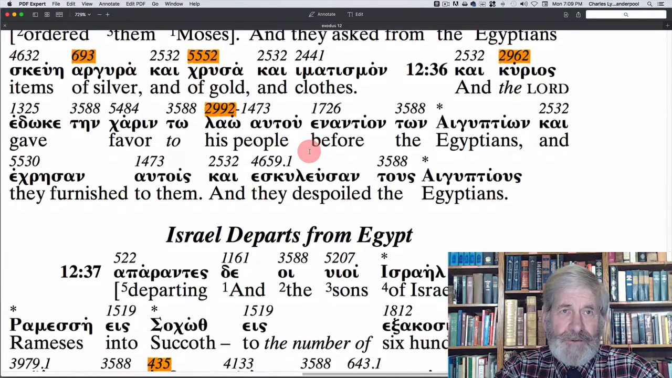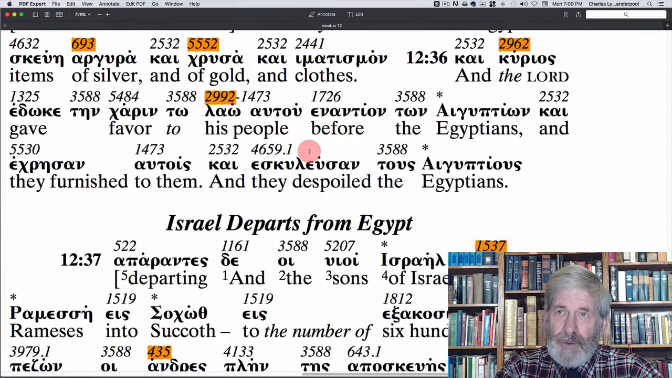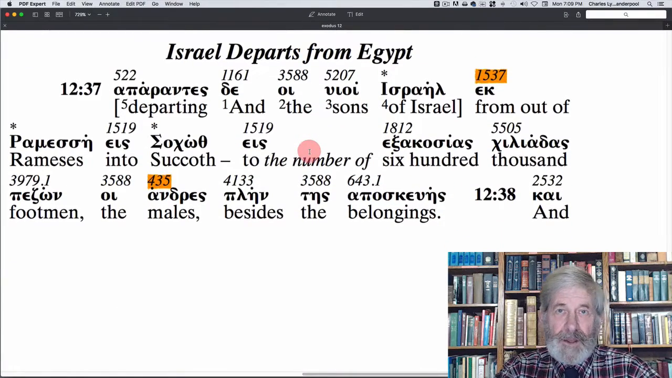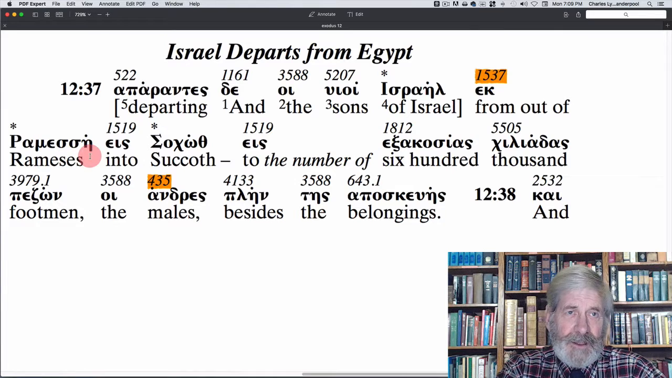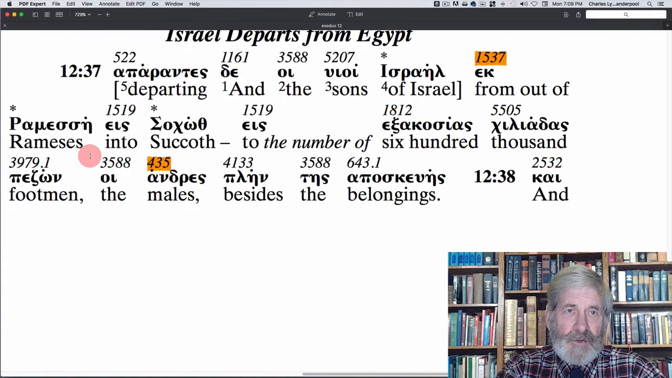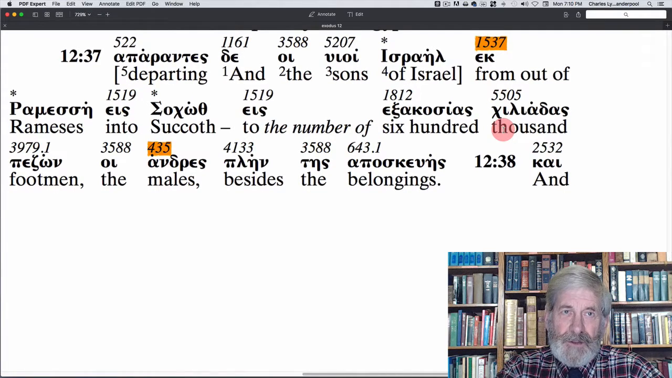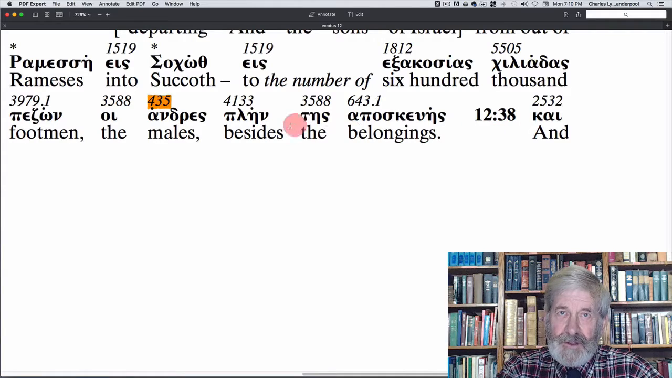And Kyrios gave favor to his people before the Egyptians, and they furnished to them. The Egyptians gave to the Jews, and they despoiled the Egyptians, took everything. And the sons of Israel, departing from out of Ramesses unto Succoth, to the number of 600,000 footmen, the males, besides the belongings.